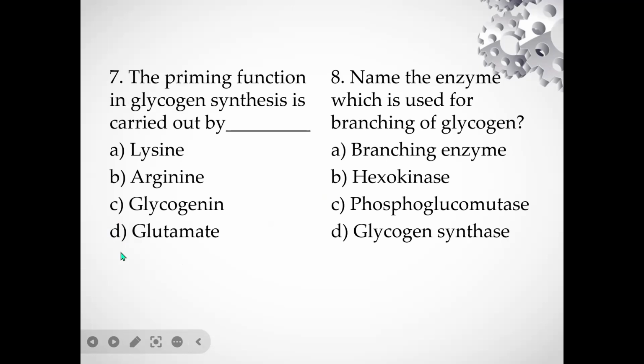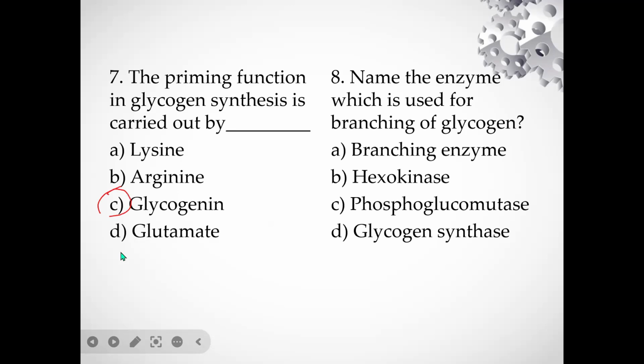glycogenin, and D, glutamate. Generally, the glycogen in the liver is not exhausted after breaking down. Not all the glucose is broken down and utilized by the body. Some amount of the glucose will still remain in the form of glycogen, which can serve as a priming compound that will be used for the continuation of the synthesis of glycogen. And that glycogen that has the priming function is called glycogenin. So option C here is the answer.